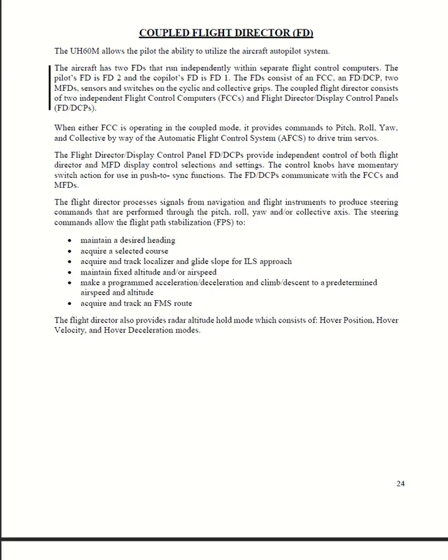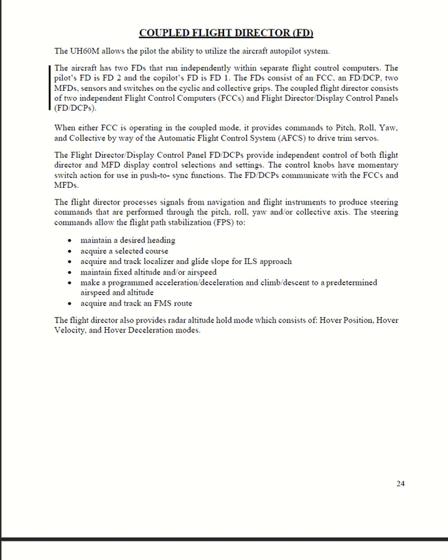Coupled flight director. The UH-60M allows the pilot the ability to utilize the aircraft's autopilot system. The aircraft has two FDs, or flight directors, that run independently within separate flight control computers. The pilot's FD is FD2, co-pilot's FD is FD1. The FDs consist of an FCC, an FD-DCP, two MFDs, sensors and switches on the cyclic and collective grips.